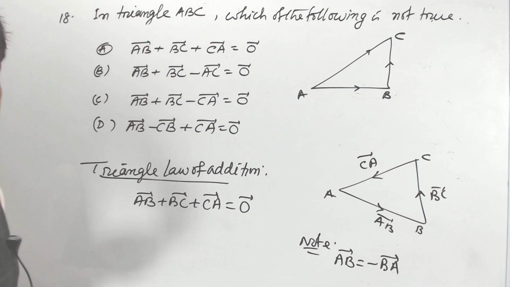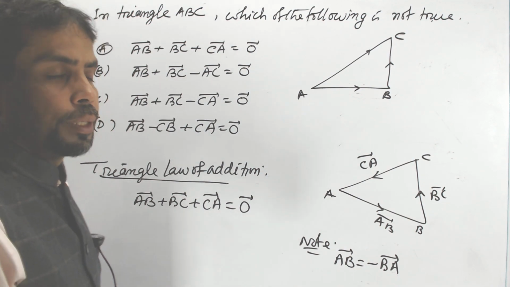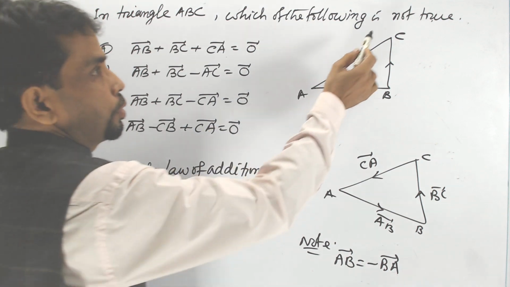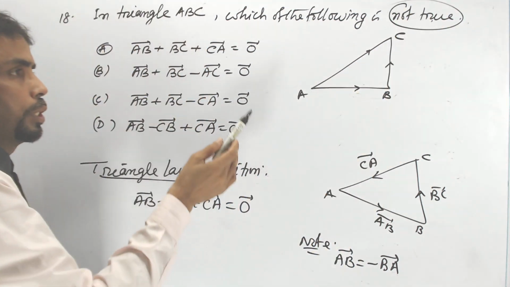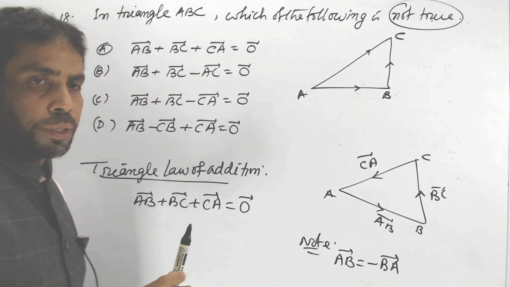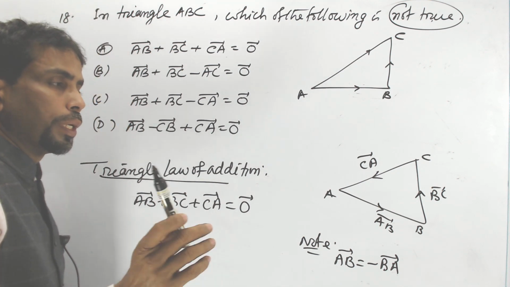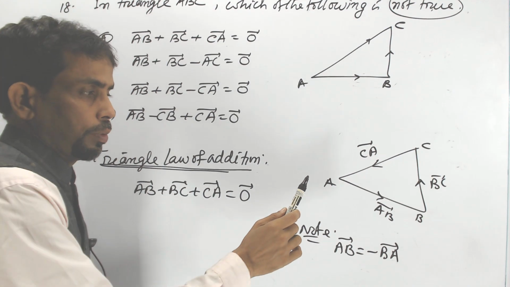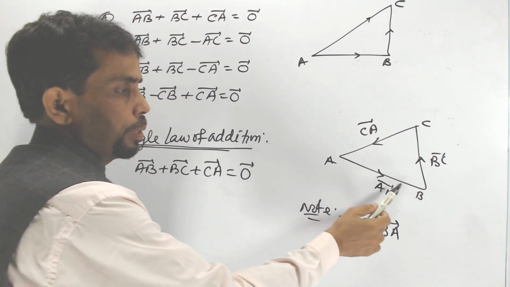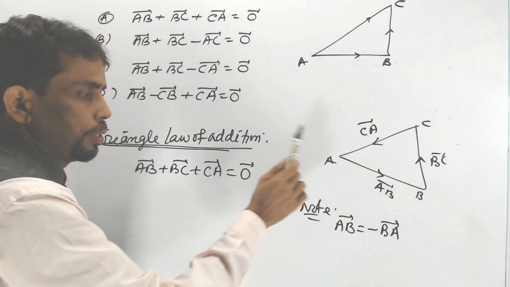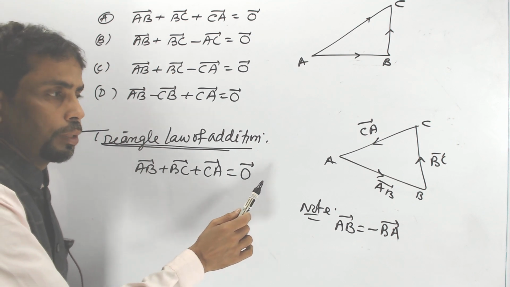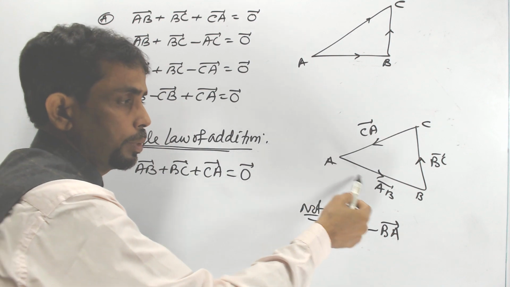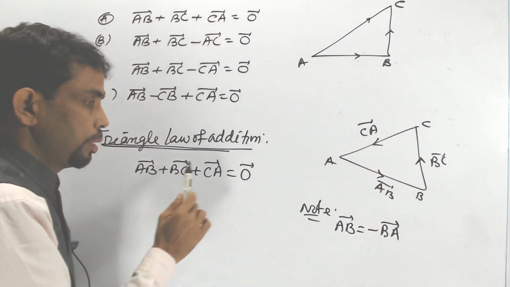Question number 18: in a triangle, which of the following is not true? We are asked to find which statement about the triangle vector equation is not true. We have the triangle law of addition of vectors: AB plus BC plus CA is equal to the zero vector. We take the vectors in a specific order, AB, BC, CA, along the same order, and the sum is 0.